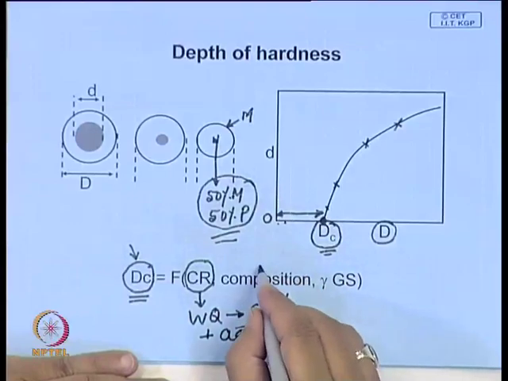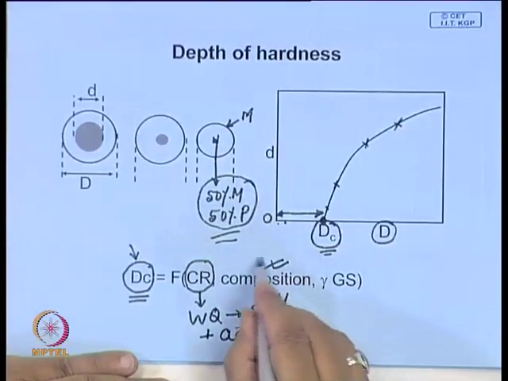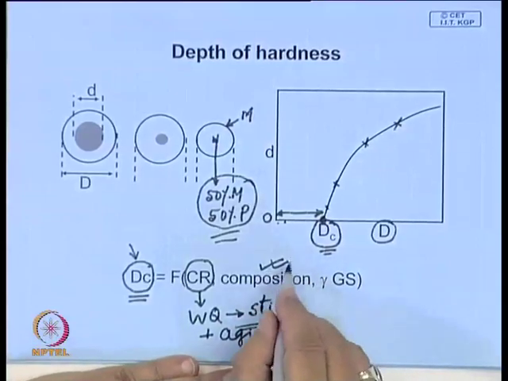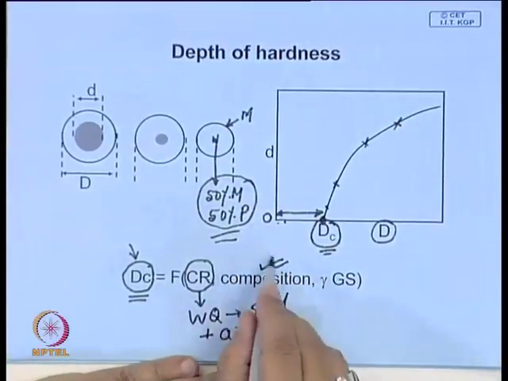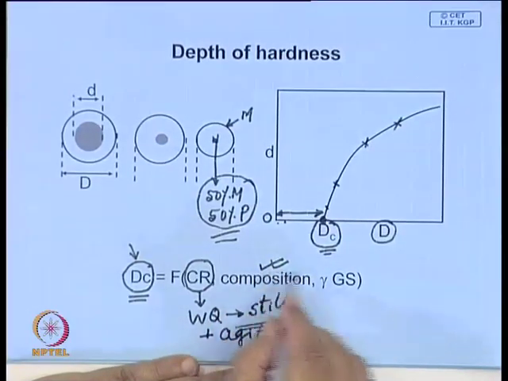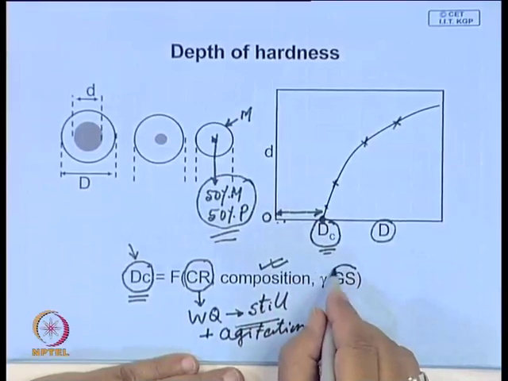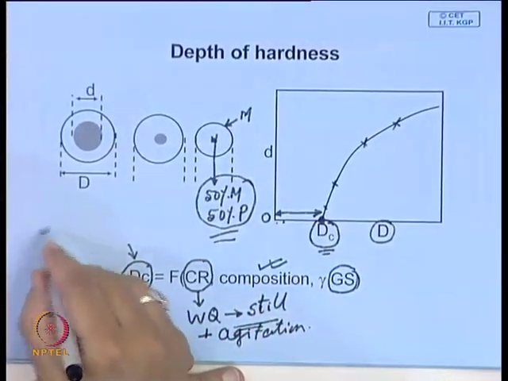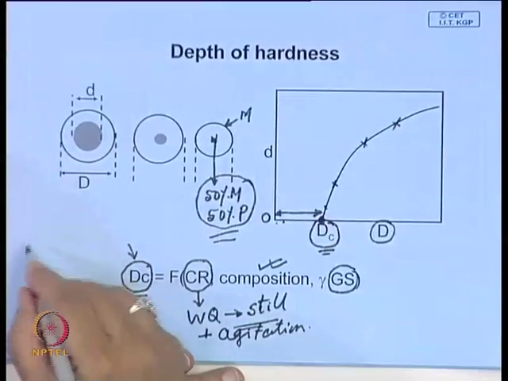It depends also on the composition of the steel, particularly the carbon content, and as we will see later, it also depends on the presence of other alloying elements. It also depends on the austenite grain size. Why should it depend on austenite grain size? We will look at it more critically later.